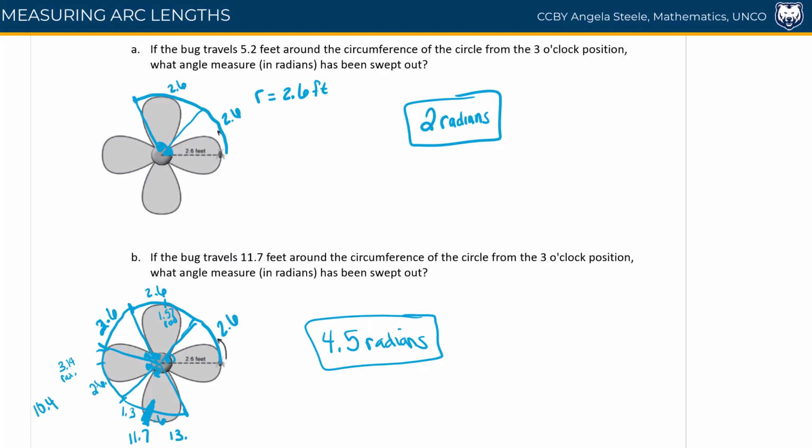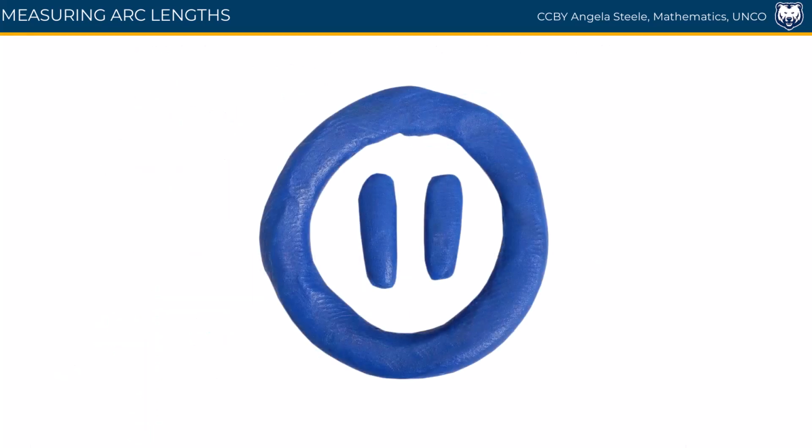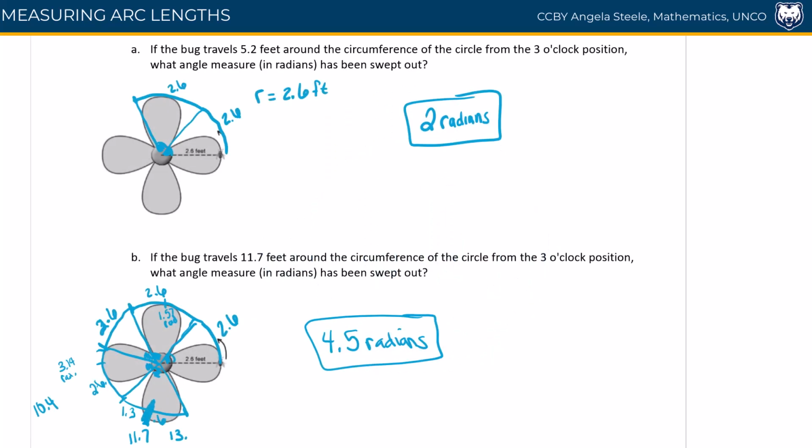Okay, in just a second, I want you to go ahead and pause the video. I want you to think about how could we quickly figure out our radian measure without having to draw this out each and every time. What relationship can we find between the arc length that we're looking for and the radius measure that has been given? Okay, go ahead and pause the video. All right, let's go ahead and talk about that relationship.